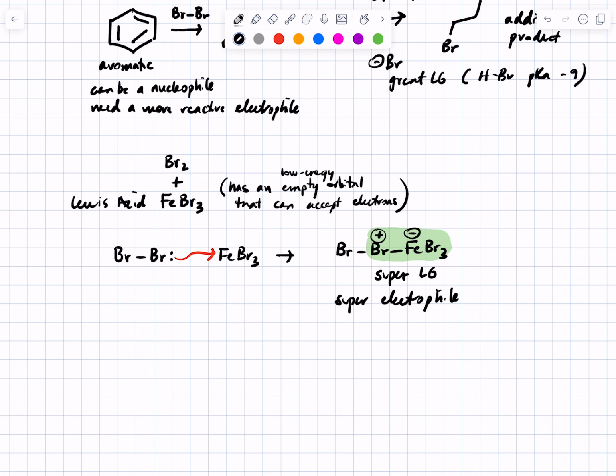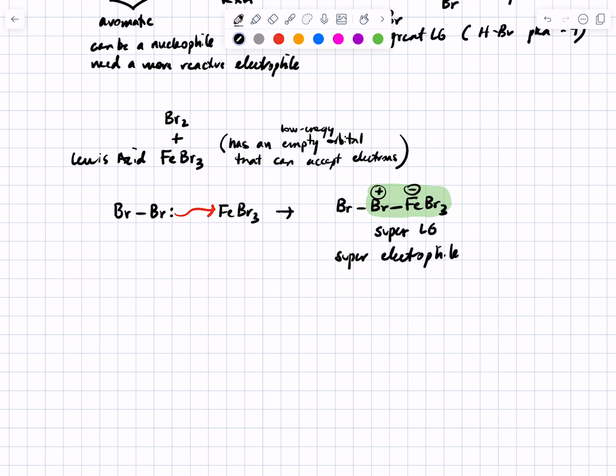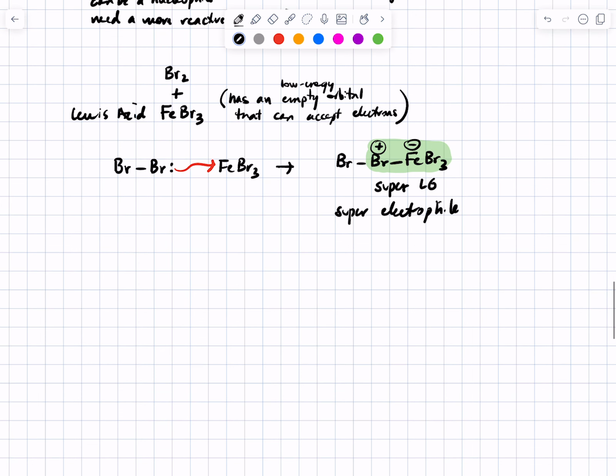Okay, so what can you expect benzene to do in the presence of that super electrophile? Well, now that the electrophile is reactive enough, the pi electrons in benzene are now high enough in energy relative to the electrophile to do the attacking. So we take pi electrons from benzene. We're drawing it as though they're coming from one of those double bonds.